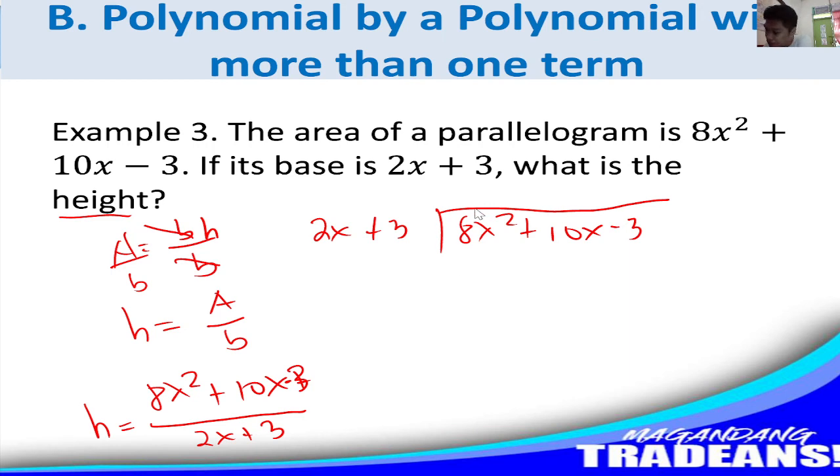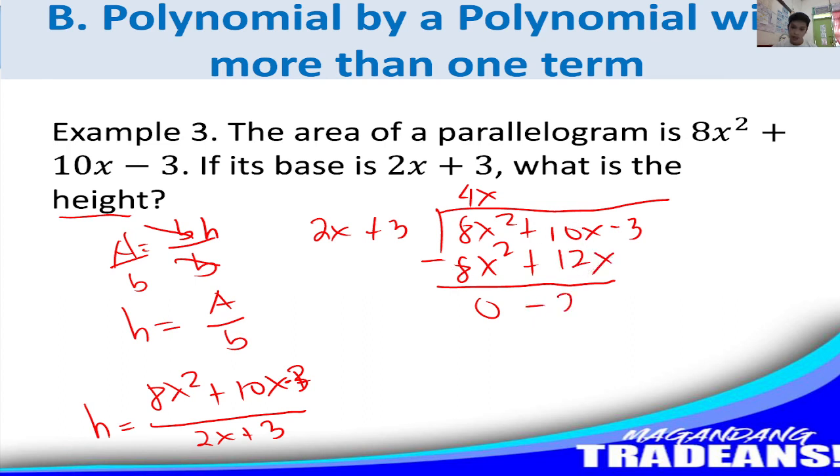So, 2x times what gives 8x squared, that is 4x. So, let's have it, 4x. So, 4 times 2, that is 8, tama. X times x, that is x squared, tama. So, 8x squared, pag i-subtract natin, magiging 0. And 4x times 3, that is 12x. So, subtract natin 10 minus 12, that is negative 2x. So, bring down minus 3.